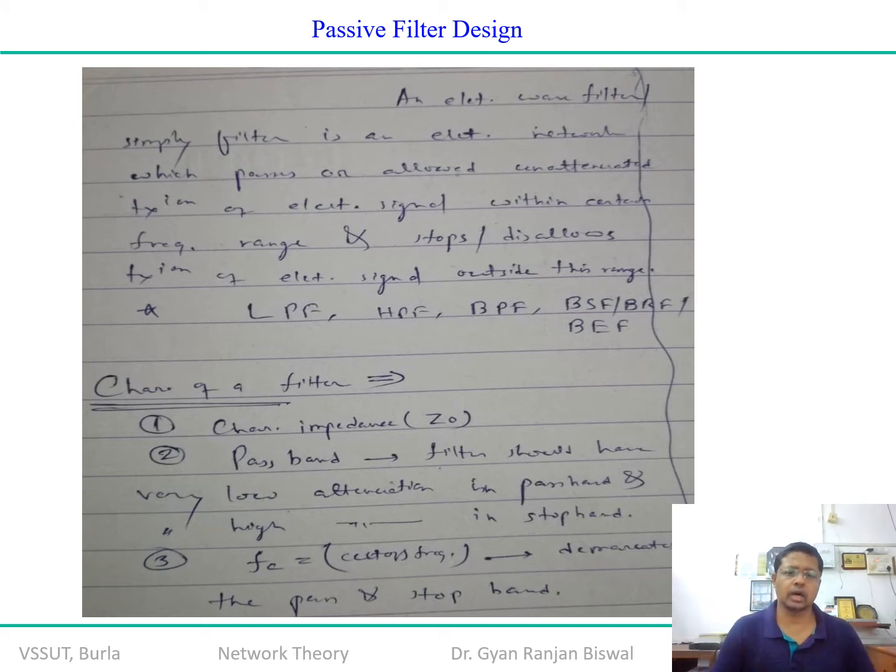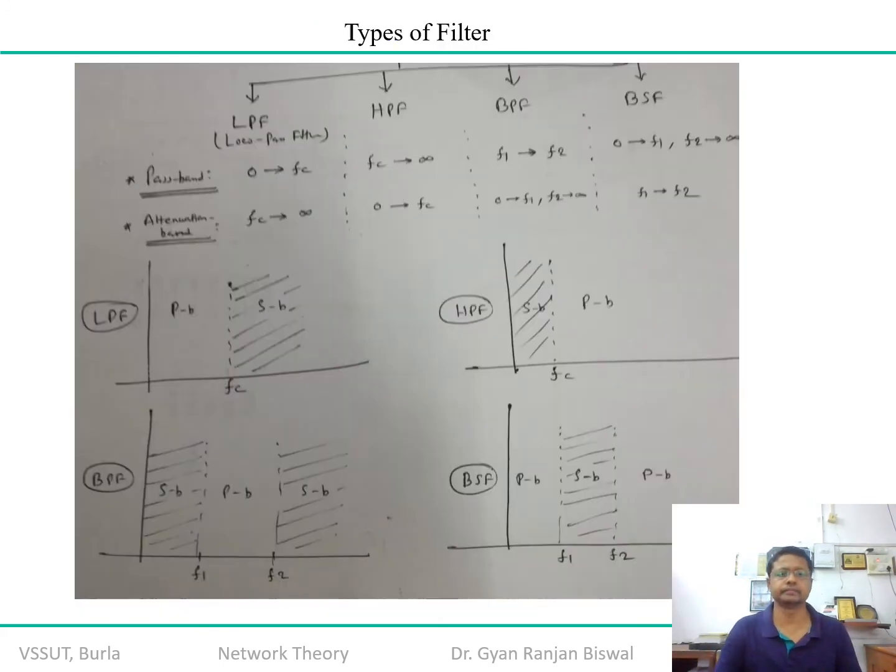Okay, so how are we going to decide this pass band and stop band? We define the pass band and stop band using a cutoff frequency, that is called your FC. This cutoff frequency demonstrates the borderline between the pass band and the stop band. So remember it.